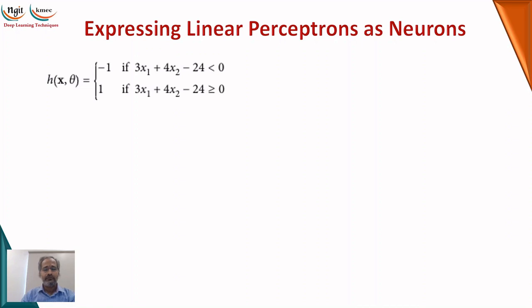In the previous session, we saw the machine learning hypothesis: h of x comma theta equal to -1 or 1 based on the value given by the equation with the given theta values. We took theta 1 and theta 2 as 3 and 4, and theta 0 as minus 24. This is the bias here. If it is less than 0 then minus 1. If it is greater than or equal to 0 then 1.